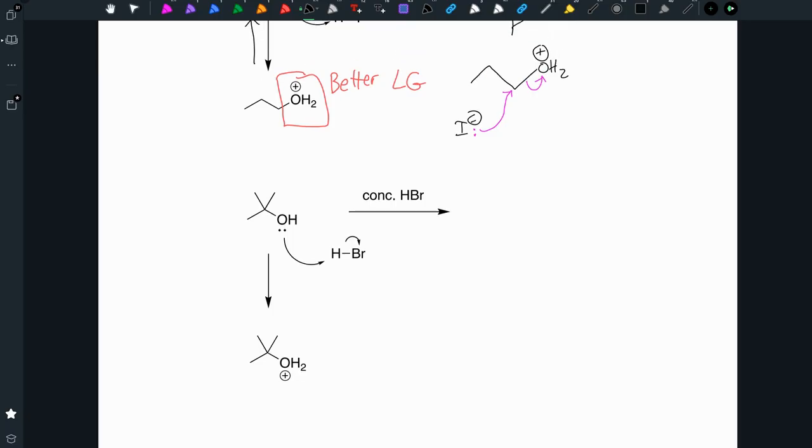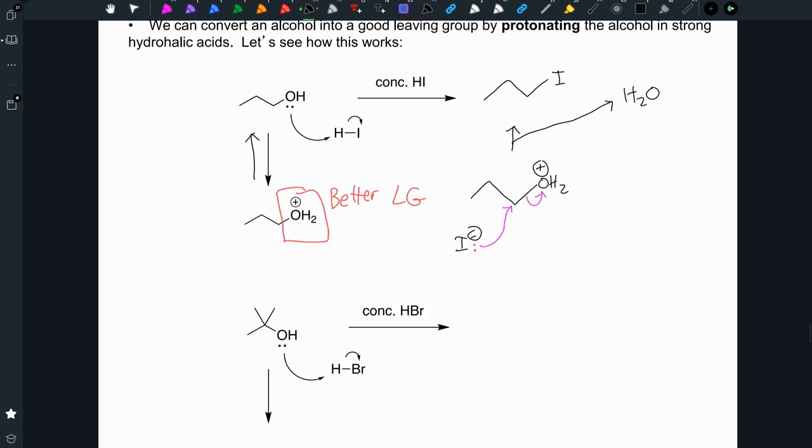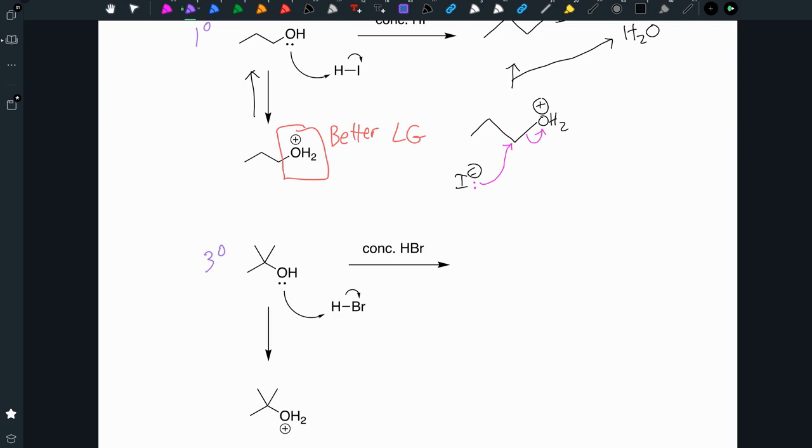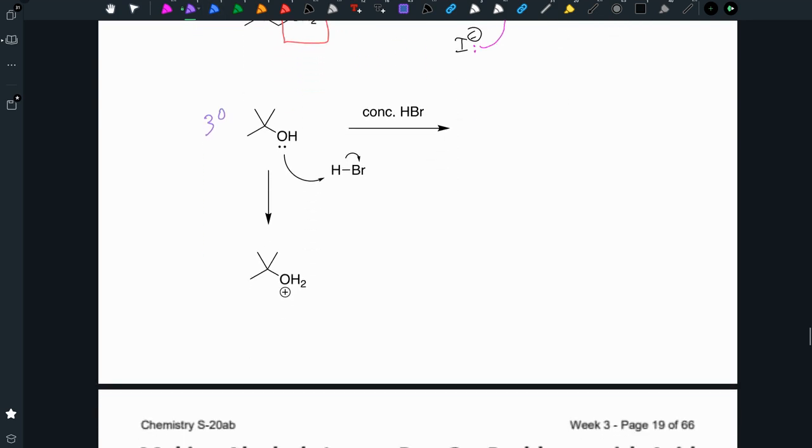What's different in this second case? Well, in this second case, first I had a primary alcohol. Now I have a tertiary alcohol. So what's different, since this is tertiary, this is sterically hindered. So no SN2.